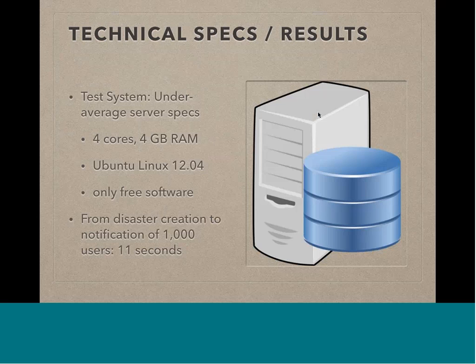And on this system, we tested what happens from a disaster creation. From the moment we create this report on our server until we have notified 1,000 users on the same machine, it took 11 seconds. So this is almost real time. So you can notify, let's say, I think 100 users in 1 second. I think that's very scalable. And if you have a faster machine with a RAID system under it, then it will be even faster.